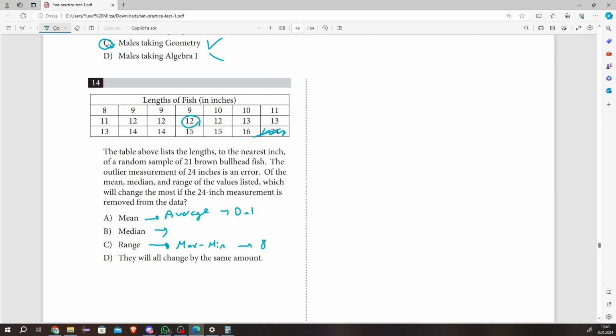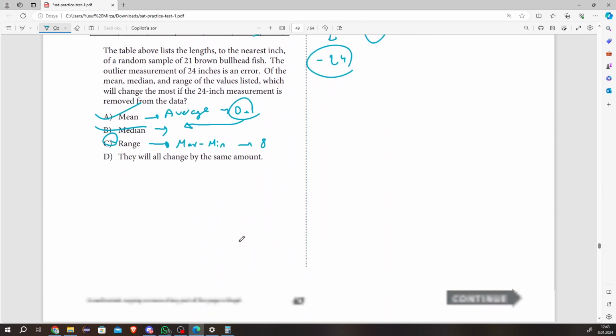It's not important, so don't look at this bit hard. So mean, average, so we have about 21 data here, and we are changing 24, and we deleted only 1, and also it's a very small number, so we should say range easily on that question. So let's move ahead.